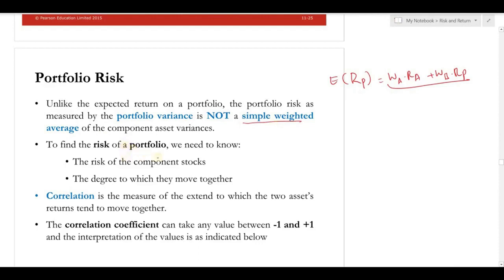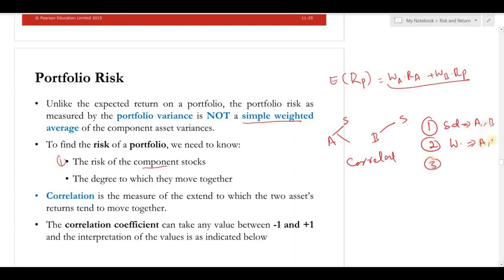Okay, to find the portfolio risk, we need to know two major aspects. Number one, the risk of the component stocks, every stock's standard deviation, the standard deviation of A and the standard deviation of B. Number two, the degree to which they move together, that is called the correlation. Okay, so we need to know three major parts. Number one, the standard deviation of security A. Number two, the weight of security A. Number three, A and B, and the correlation of A and B.